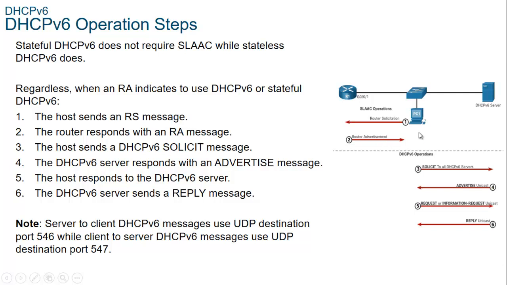Then the device would send a solicit message to the DHCPv6 servers. Then the server will respond with an advertise message. The host then responds to the server, and then now the device would have an IP address.